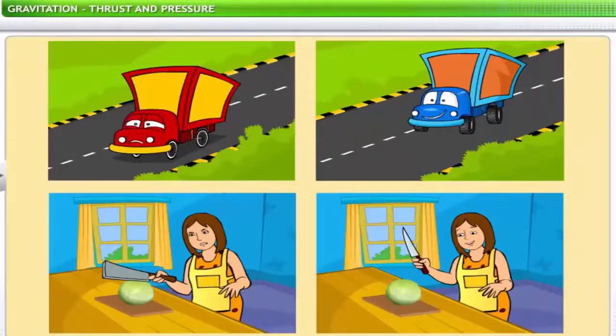This can be explained through the concept of thrust and pressure. The truck needs wide tires to reduce the pressure of the cargo. The knife needs a sharp blade to increase the pressure exerted on the vegetables. In this lesson, you will learn about thrust and pressure, with special emphasis on thrust and pressure in liquids.